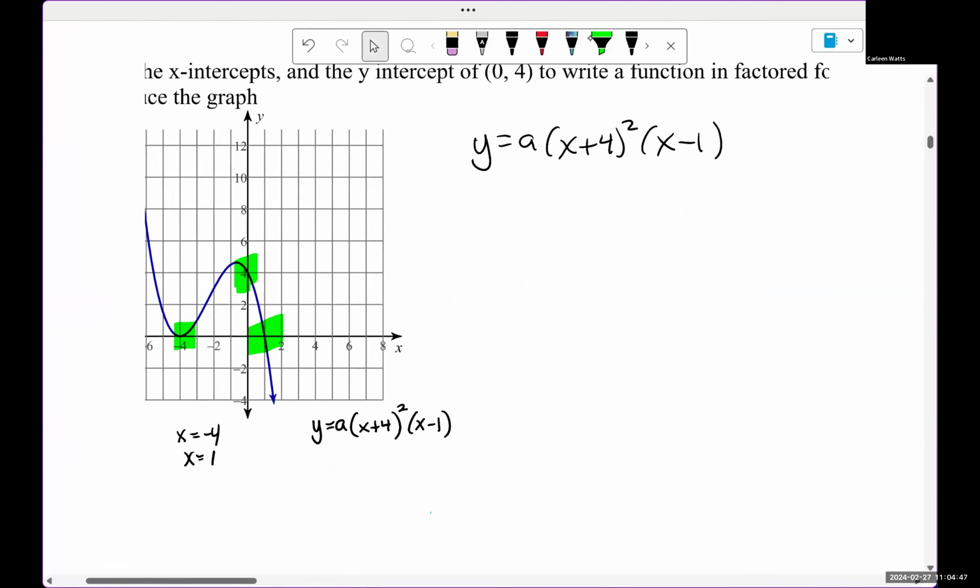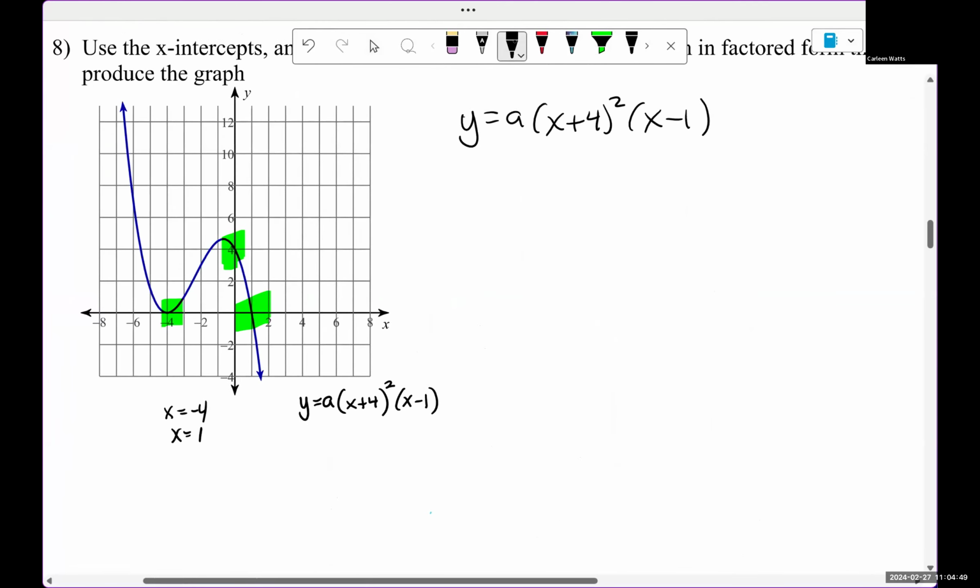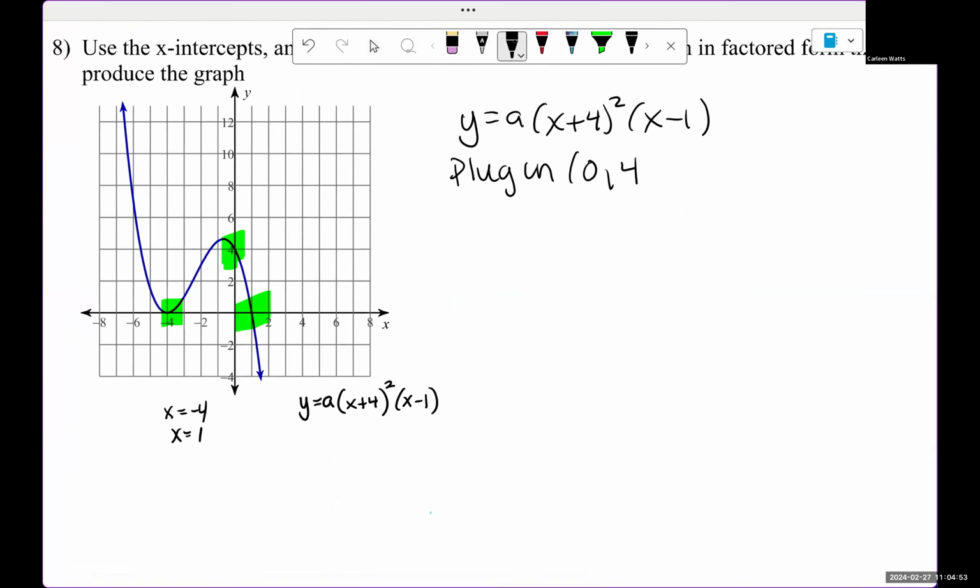Zero, 4. So I'm going to plug in 0, 4. So y is 4. And I love plugging in 0. There's other points I could plug in. Nah. Now don't plug in one of the x-intercepts because that will just collapse.